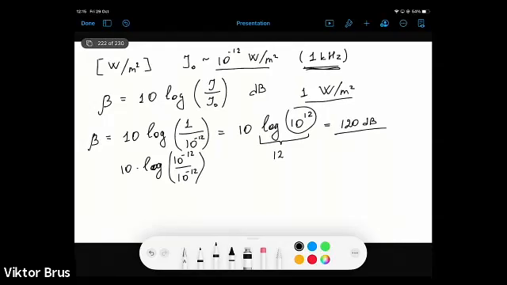So if we have this equal to 0, then our sound level is equal to 0 decibels.